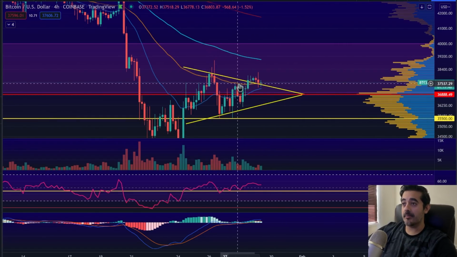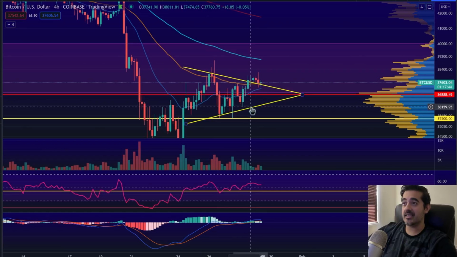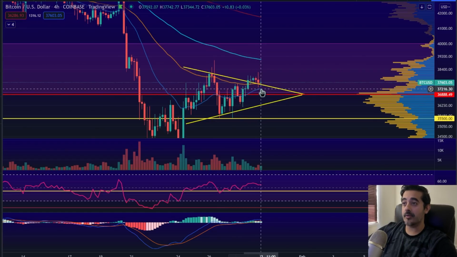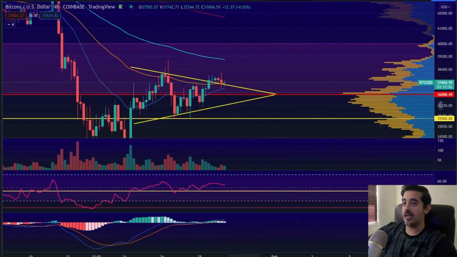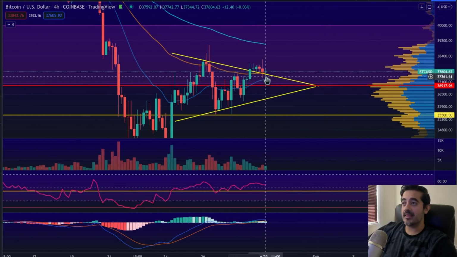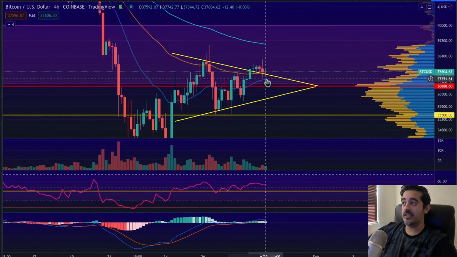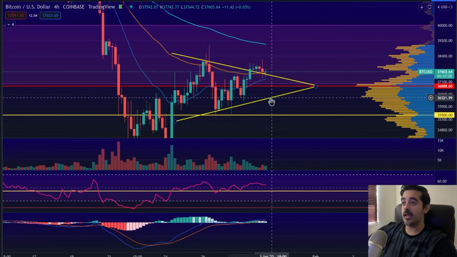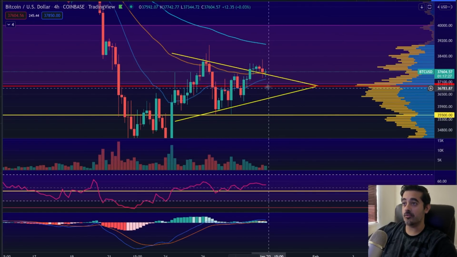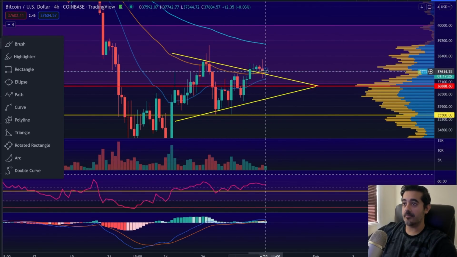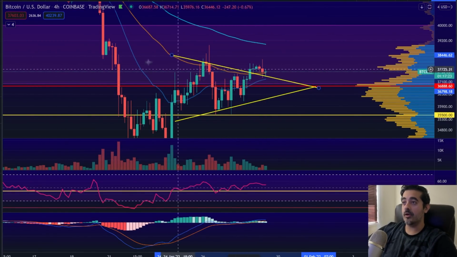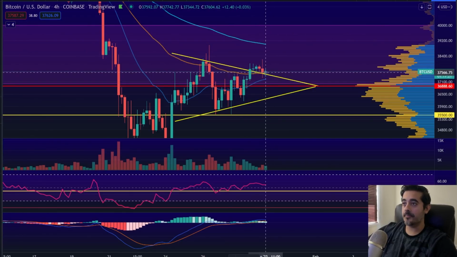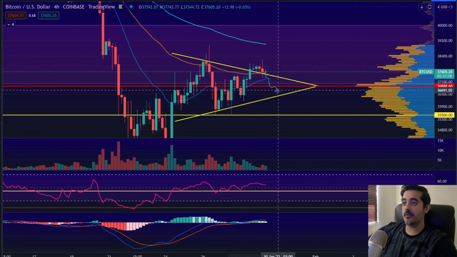Now we're pretty much coming back up here. We're still putting in this symmetrical triangle, and we're on top of the 20 exponential moving average. The 20 exponential moving average is sitting at around 37,200. So what does that tell me? Well, it tells me that if we don't get support on that 37,200 level, then we are likely coming back down to 36,300. So what I'm talking about is something like this. We see, are we going to get support here, right? And if not, are we going to drop down here?